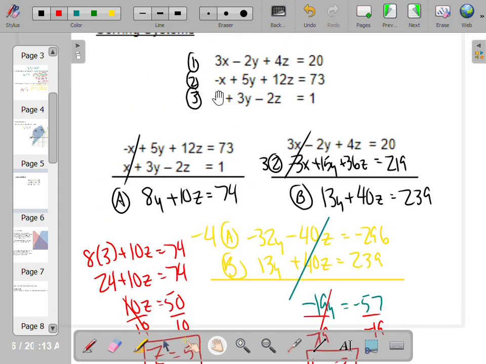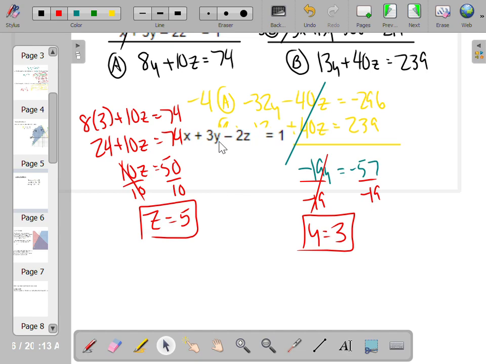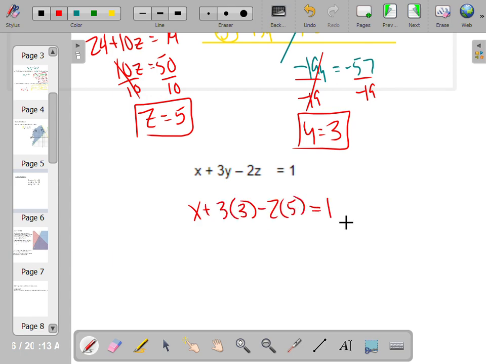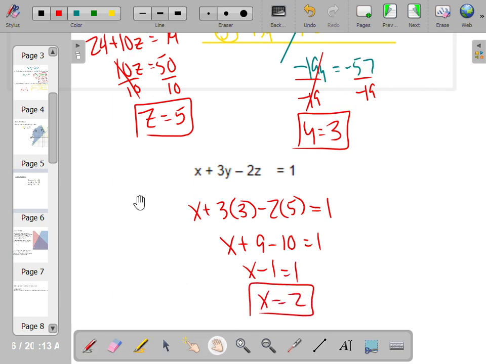Now we got to go back up here and pick one to solve for x. That's a 1x, so I'm doing that one. So I'm going to copy that so I don't have to keep scrolling. Okay, x plus 3y minus 2z, but I know what y is and I know what z is. I'm just plugging in my y and my z values. X plus 9 minus 10 equals 1. X minus 1 equals 1. X equals 2. As an ordered triple, I'd write my answer as (x, y, z) = (2, 3, 5).